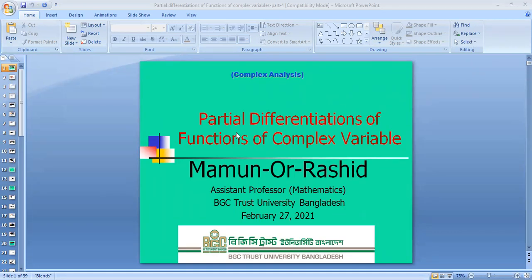Okay, today we will start a new topic, partial differentiation of a function of a complex variable. This is the third part of this lecture. Now we must know what partial differentiation is. The concept of partial differentiation is known, and here we apply it in the complex plane.